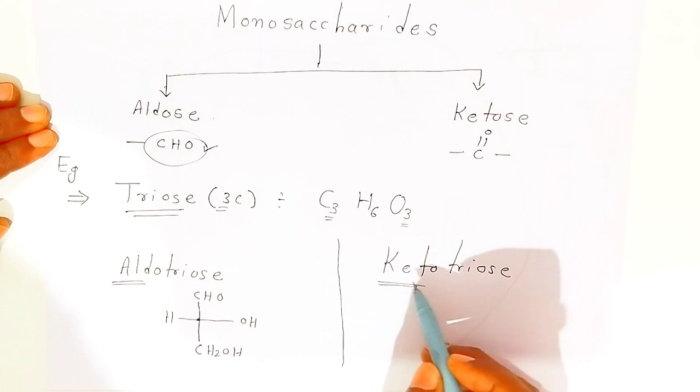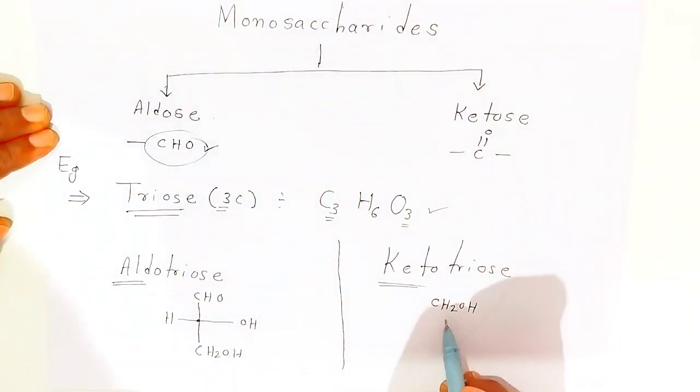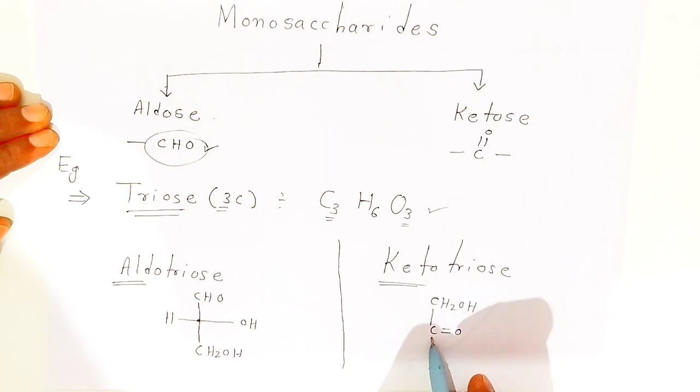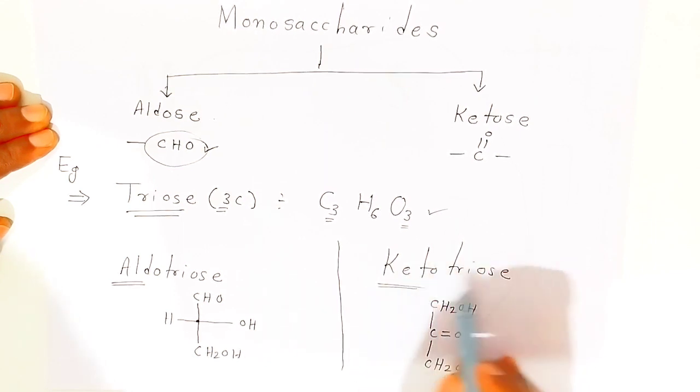Okay students, now same way you can also write the keto triose. The structure will be like this: CH2OH. Molecular formula will be same, the structure will be different. So here will be ketone group. This is ketone group, that is why it is called as keto triose. Okay students, so this is the structure formula of keto triose.